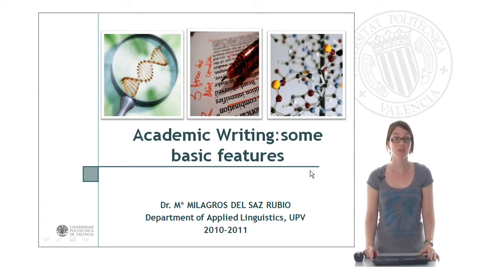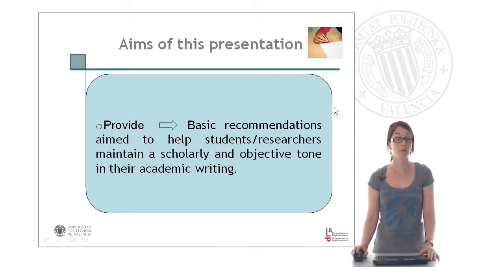This presentation is for students and researchers who, at some point or another, have to produce a piece of academic writing. The main aim of this presentation, as you can see on the screen, is to provide students with some basic recommendations in order to help them maintain a scholarly and objective tone in their academic writing.